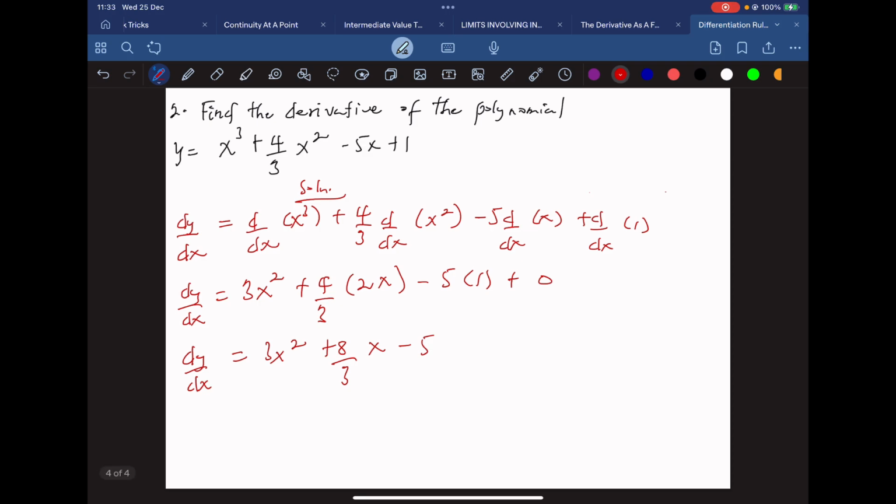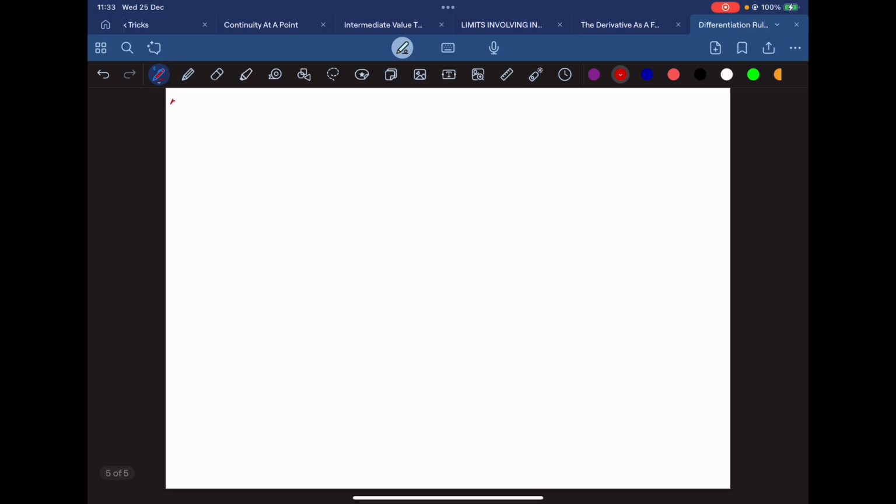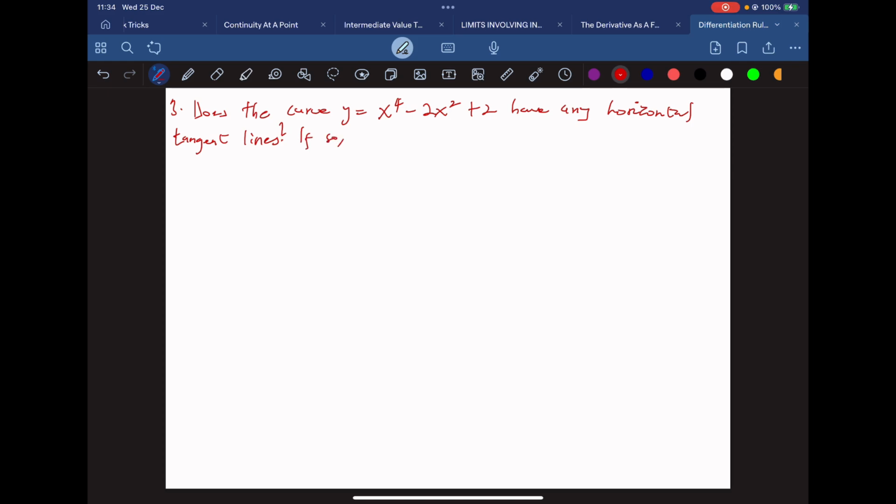Let's look at a different question. For question 3, we are asked, does the curve y equal to x to the power of 4 minus 2x squared plus 2 have any horizontal tangent lines? If so, where?